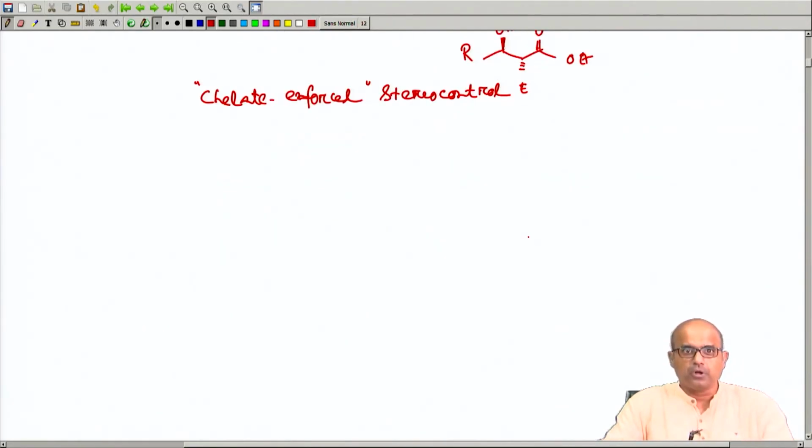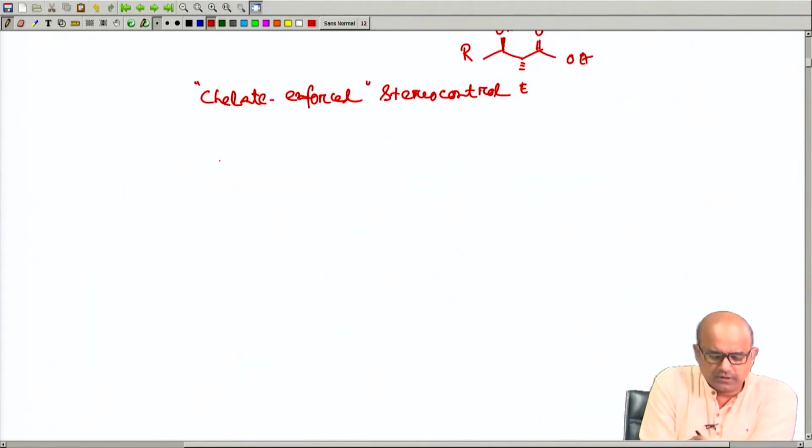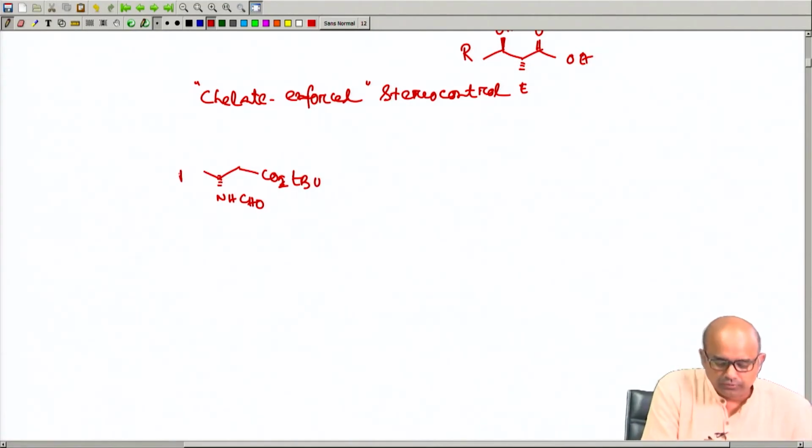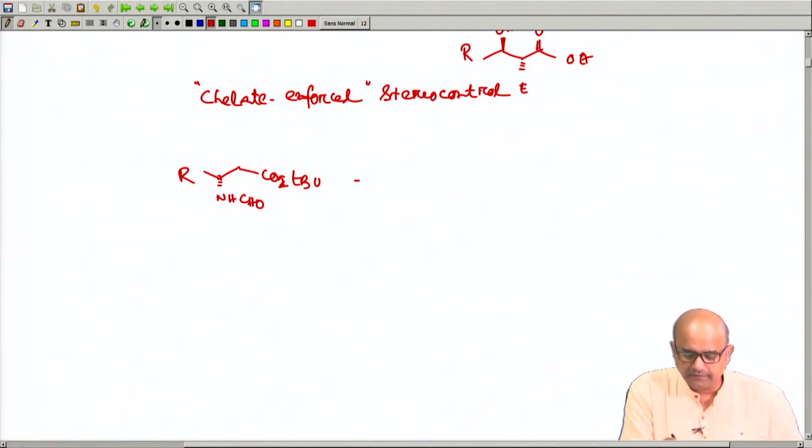But it is not only limited to oxygen-containing compounds; other compounds also give you a similar kind of control. If you have a nitrogen-containing compound like NHCHO, and you may have this kind of ester, sorry, it is a CO2 tertiary butyl, and then in this case you have another R group, just a general thing. And in this case also you will find that this NHCHO might have a typical role.